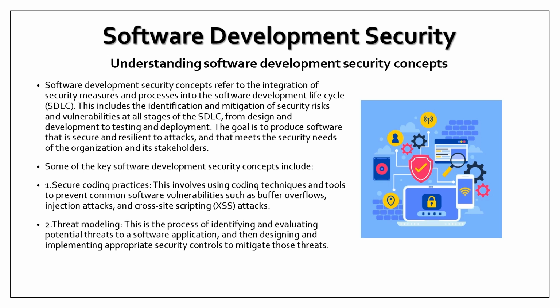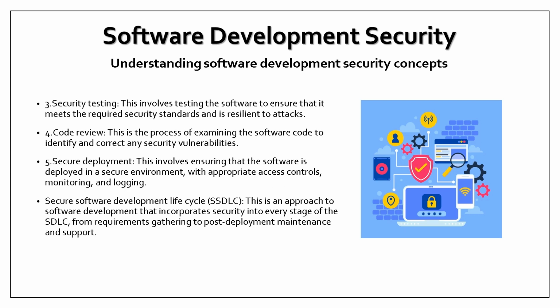Some of the key software development security concepts include: 1. Secure coding practices. This involves using coding techniques and tools to prevent common software vulnerabilities, such as buffer overflows, injection attacks, and cross-site scripting (XSS) attacks. 2. Threat modeling. This is the process of identifying and evaluating potential threats to a software application, and then designing and implementing appropriate security controls to mitigate those threats.